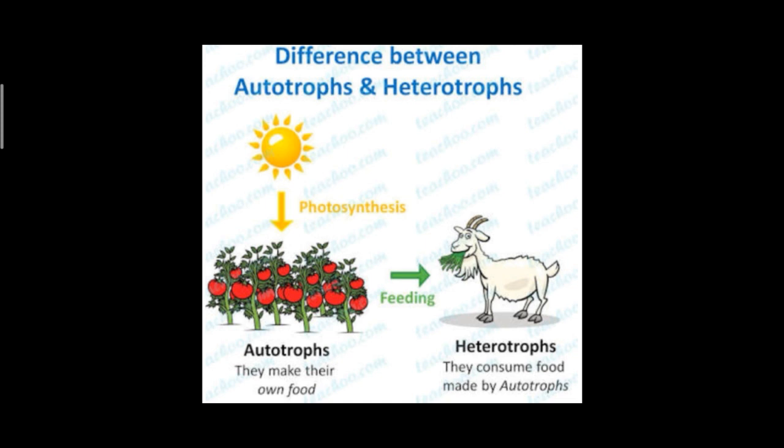Here, the green plants are autotrophs because they can make their own food by the process of photosynthesis. And here the animal goat is a heterotroph because they cannot prepare their own food. They are depending on the green plants.